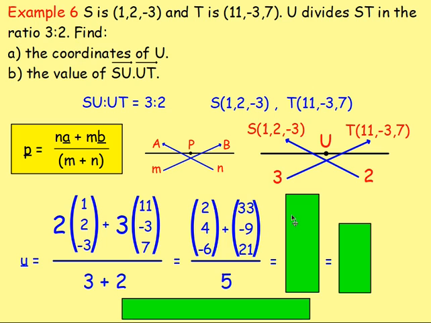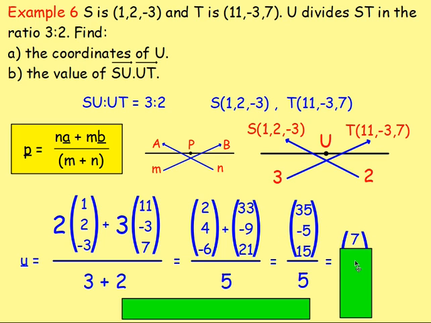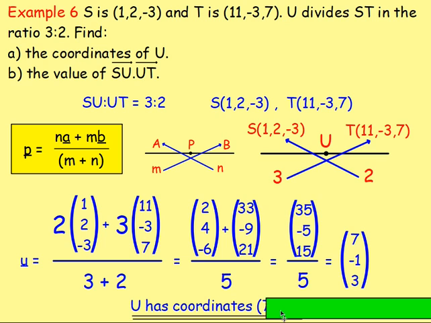Work that out then. If you add these 2 vectors at the top, add the x's, the y's and the z's, you will end up with 35, negative 5, and then 15, and we're dividing that by 5. Really what you're doing is multiplying this vector by a fifth, so you're taking a fifth of 35, a fifth of negative 5, and a fifth of 15. That then will be the vector u, and as coordinates you will have 7, negative 1, 3. Woo! Let's try part B.